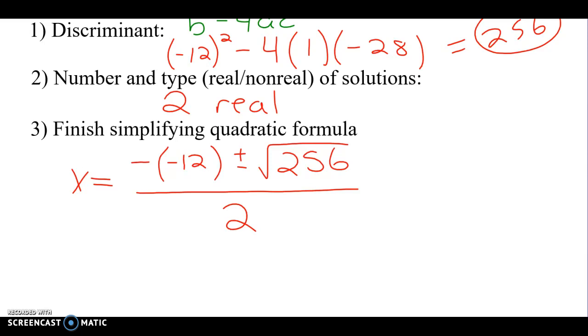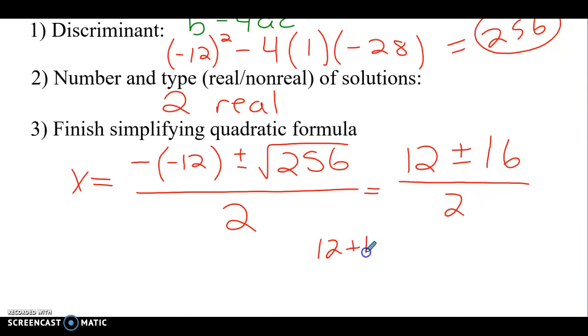Now my suggestion to you, always see if that's a perfect square first. What is the square root of 256? Yeah, it's a nice pretty number. It's 16. So this is ultimately going to be positive 12, because minus a negative, plus or minus 16 all over 2. Now this is really 2 answers, all built into one, but it's 2 answers. We have 12 plus 16 divided by 2. And we also have the minus version of it, 12 minus 16 divided by 2.